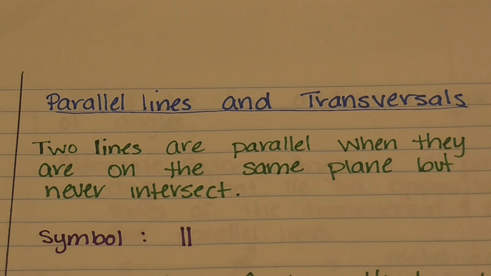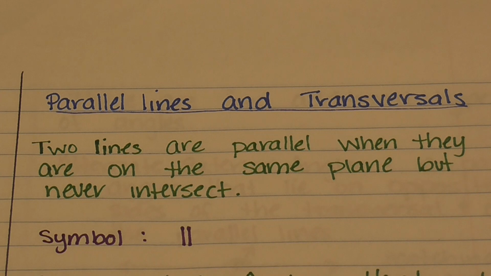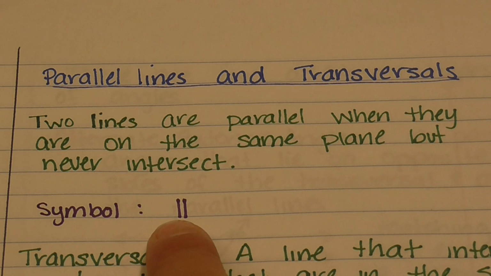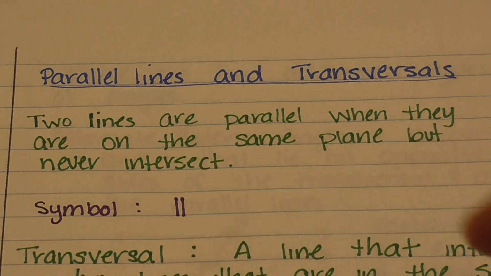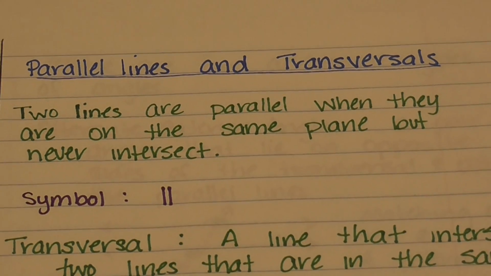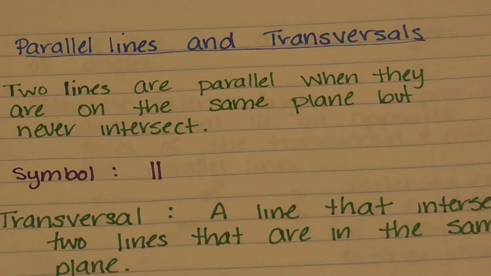All right, so parallel lines and transversals. Two lines are parallel when they're on the same plane, but they never intersect. The little symbol looks almost like a tall 11. These are just two lines that keep going straight forever, and they never touch each other. So what's a transversal?